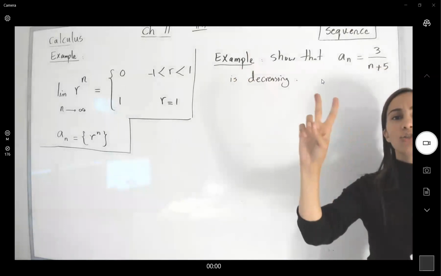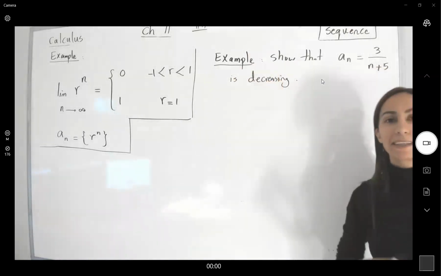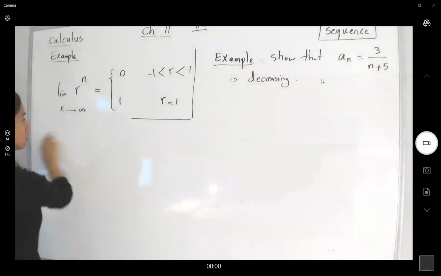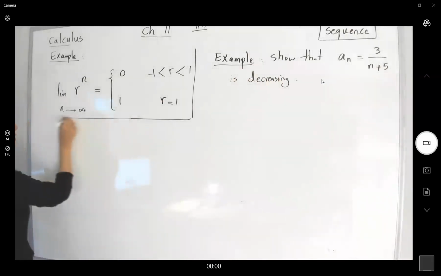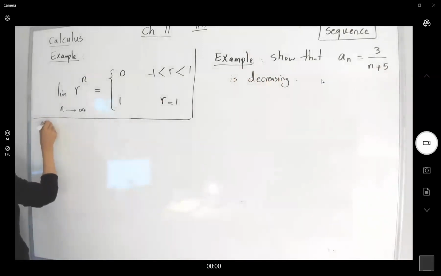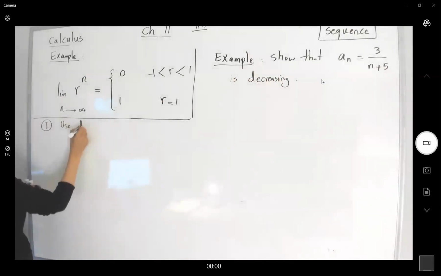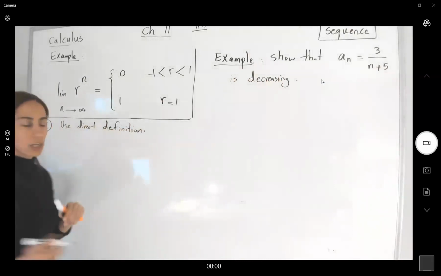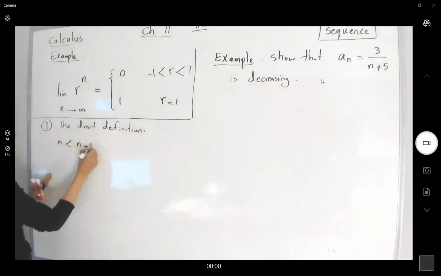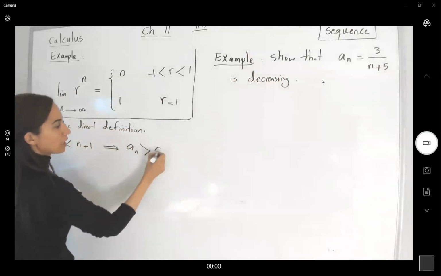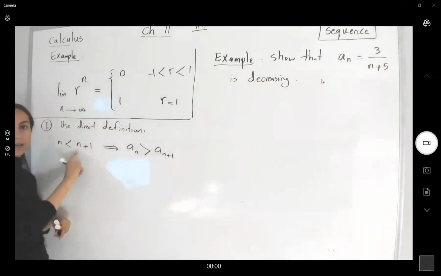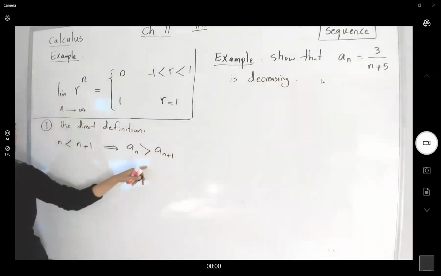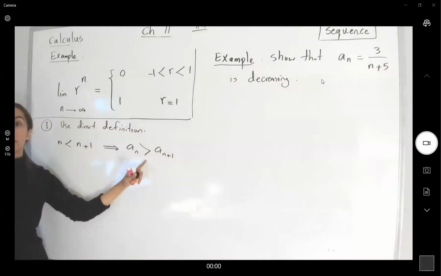We're going to have two approaches when we solve a problem about increasing, decreasing sequences. The very first approach is to use the direct definition. What was the direct definition? It says, if n is less than n plus 1, then you can conclude that a sub n is larger than a sub n plus 1. As we go along the x-axis, our y values start decreasing. If you can show that a sub n is larger than a sub n plus 1, then you're done.